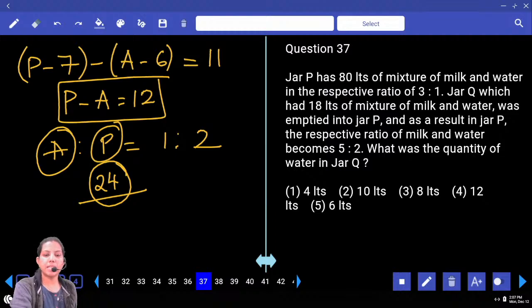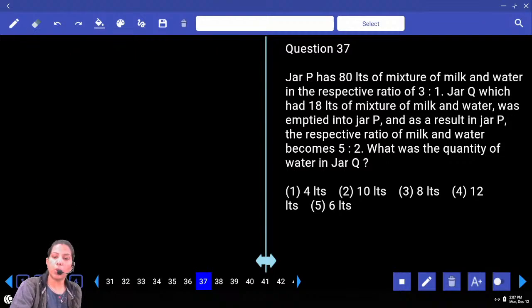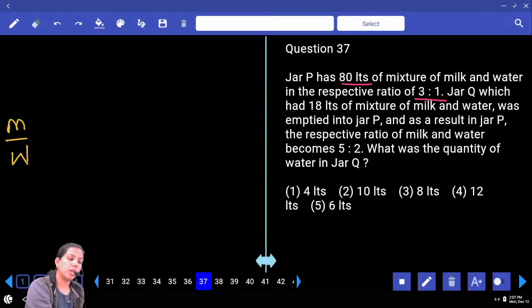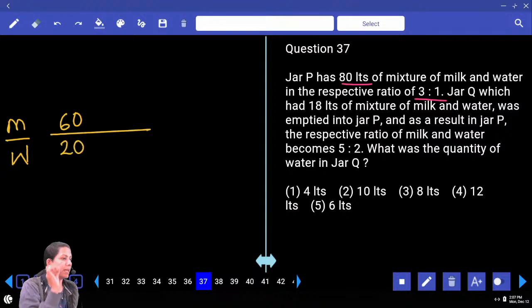Next, question number 37. Jar P has 80 liters of mixture of milk and water in the respective ratio of 3:1. Jar P total quantity is 80 liters. In that 80, milk and water are in the ratio 3:1. Then how many liters of milk and how many liters of water? 60 liters milk and 20 liters water. Jar P contains 60 milk, 20 water.